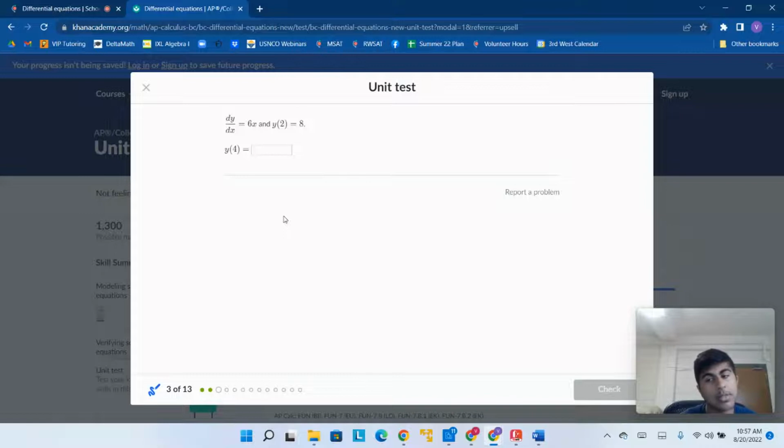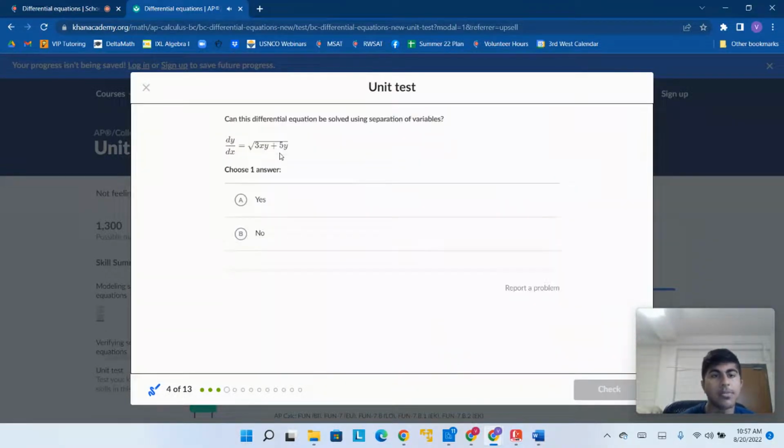3x squared, if x is 4, that's 16 times 3 is 48, minus the 4 is going to be 44. And we can move on.